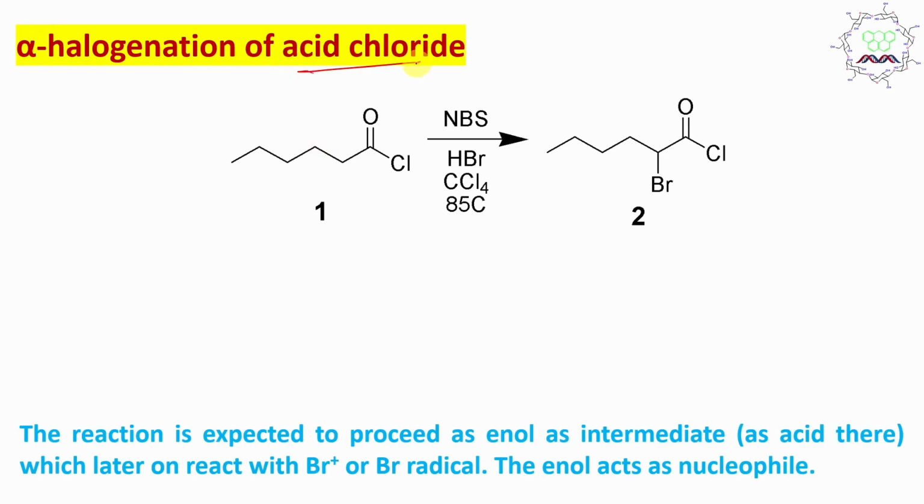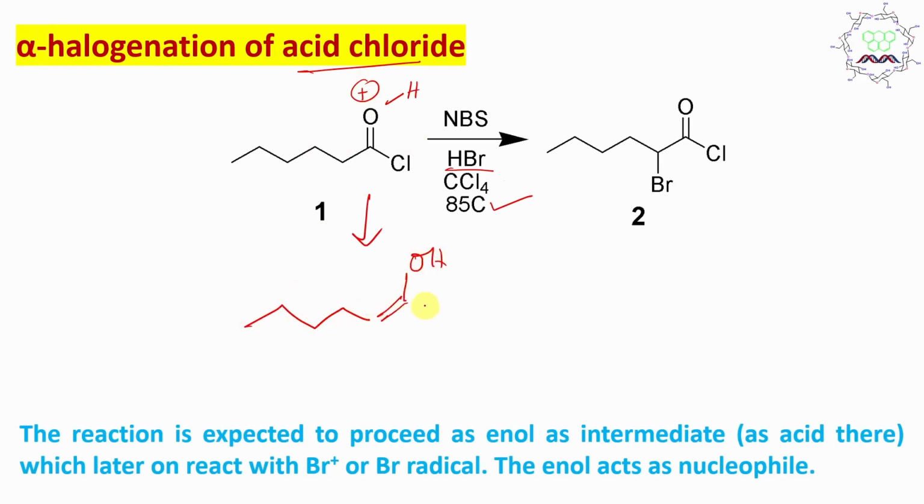alpha-halogenation of acid chloride. Carboxylic acid chloride is taken here, with NBS, HBr, carbon tetrachloride at 85 degrees centigrade. That means you can consider it a boiling or refluxing condition with carbon tetrachloride. In this case, the reaction proceeds through enol as an intermediate. How? HBr is there, a strong acid, so it will protonate the carbonyl. Later on, it undergoes enolization easily.